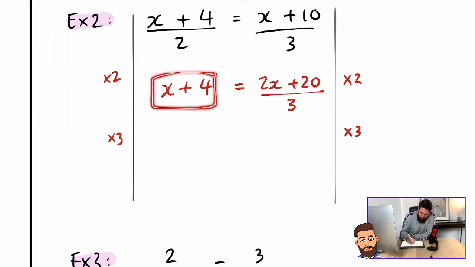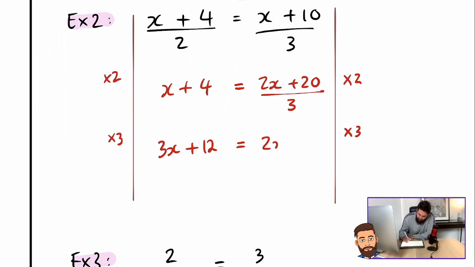Timesing this side by 3 will give me 3x, and then 4 times 3 is 12, so that's 3x plus 12 equals 2x plus 20, because I've eliminated this 3. I've cancelled this out by timesing it by 3. Okay, because remember, 3 lots of this, those 3's cancel. So I'm simply left with the numerator. Now it is just a basic equation.